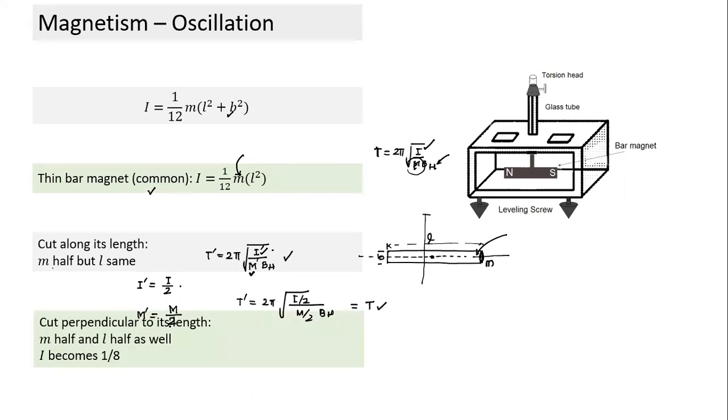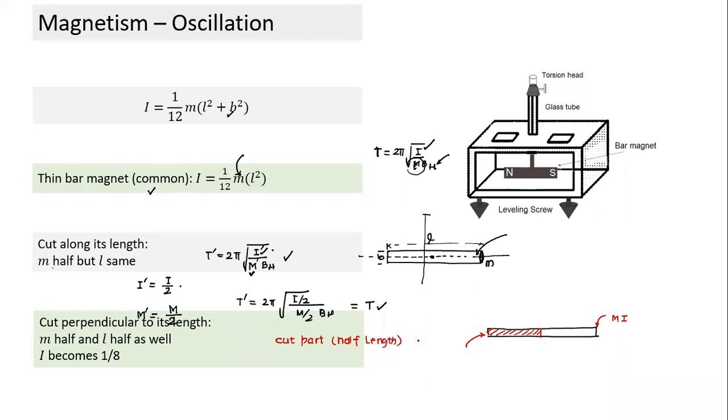What will happen if we cut perpendicular to its length? Suppose, in the second case, the bar magnet was like this, and we cut it into two halves perpendicular to its length. So each half we have cut like this, each piece will become like this. One particular piece is like this. Originally it was M and I. What will happen to the cut part? If you look at the cut part, or half length, let's see what things will happen.